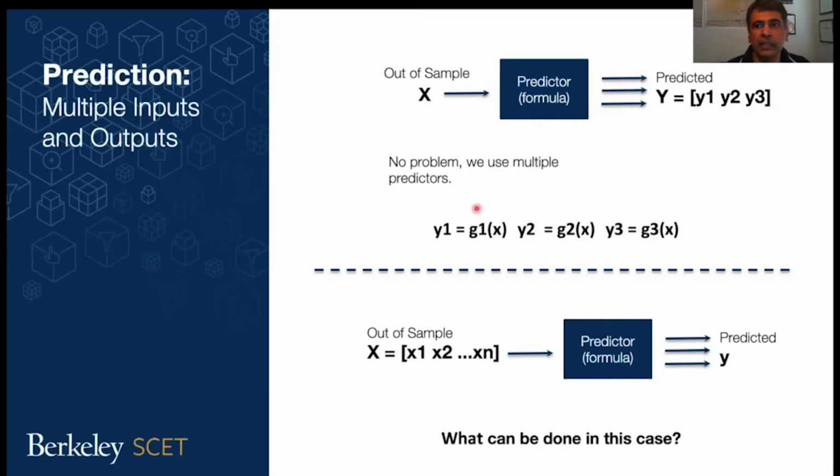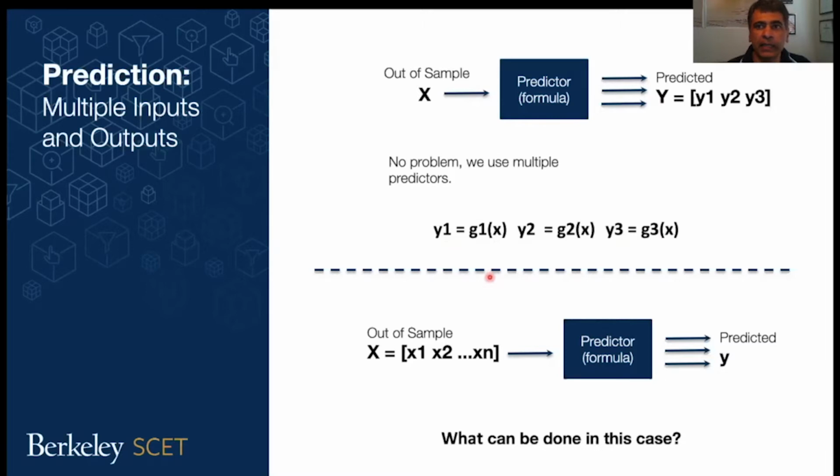So this case, it's actually not a problem at all. What you can do is you can have three different formulas inside this system. So you put in X and you use, say, G1 to give you a Y1, you use a second formula to give you Y2, and you use a third formula to give you Y3. So there, you can have multiple outputs that way.